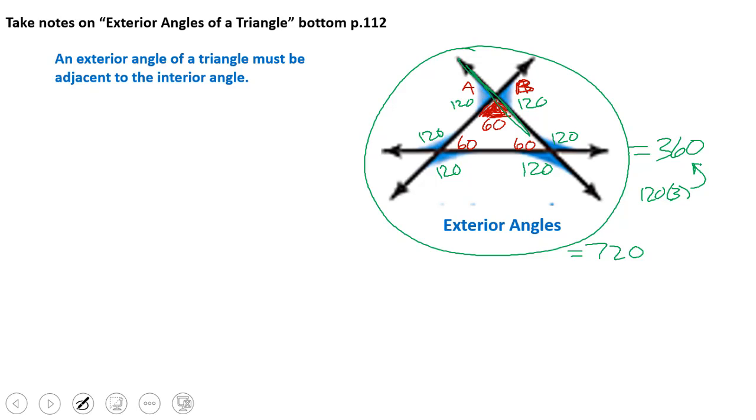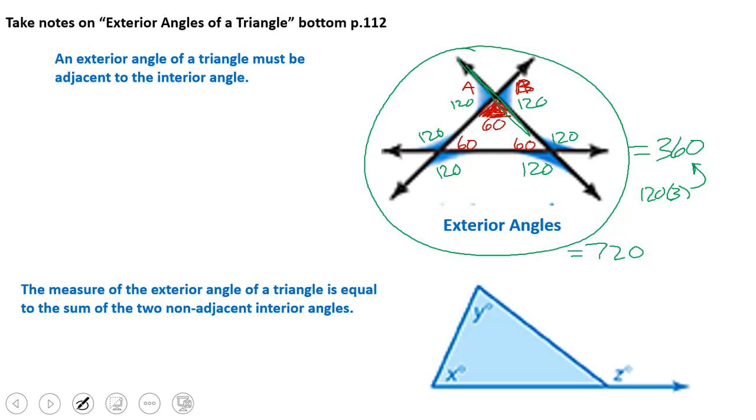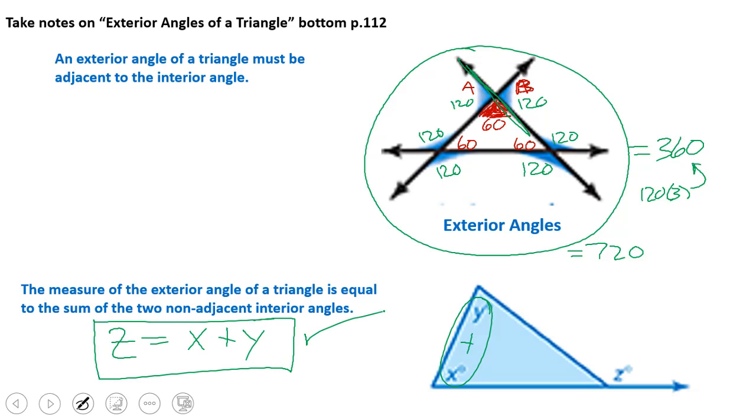So now let's get to the meat and potatoes of what we need to know here. The exterior angle of a triangle. We want to know how we calculate and find the measure of that exterior angle. You've probably written something down to the effect of: the measure of the exterior angle is equal to the sum of the two non-adjacent interior angles. So we have angle Z. Angle Z would be equal to the sum of the two non-adjacent interior angles, X plus Y. And ladies and gentlemen, that is the meat and potatoes of what we're going to be dealing with tonight.